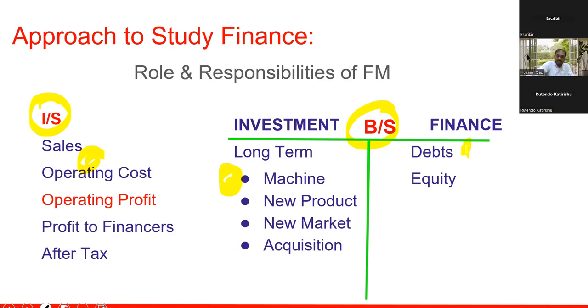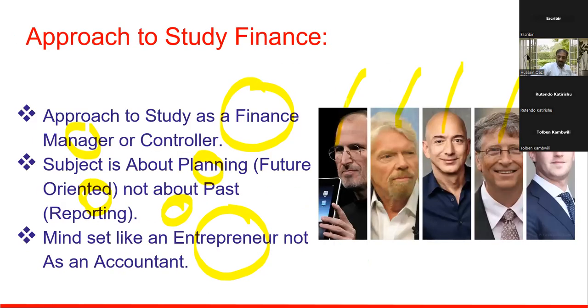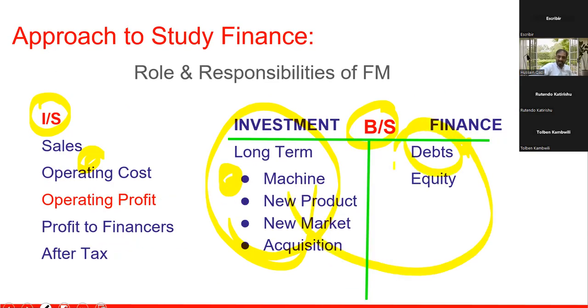Whenever an entrepreneur imagines the picture of the balance sheet and income statement, they always think in this manner. The asset side is investment: investment in machines, investment in a new product, investment in a new market, investment in an acquisition. And for investment we require debt or equity finance, whichever is suitable.